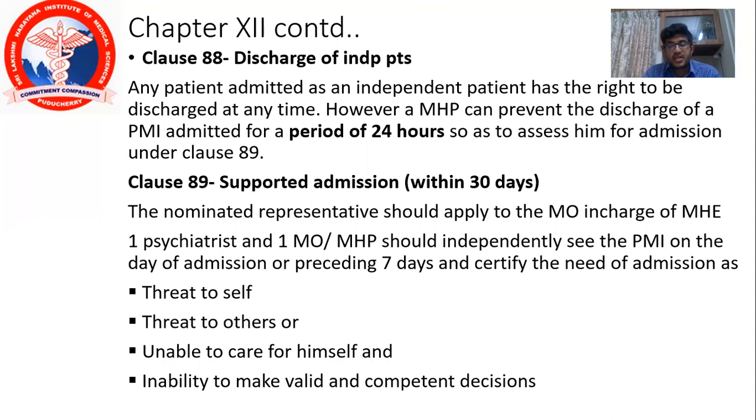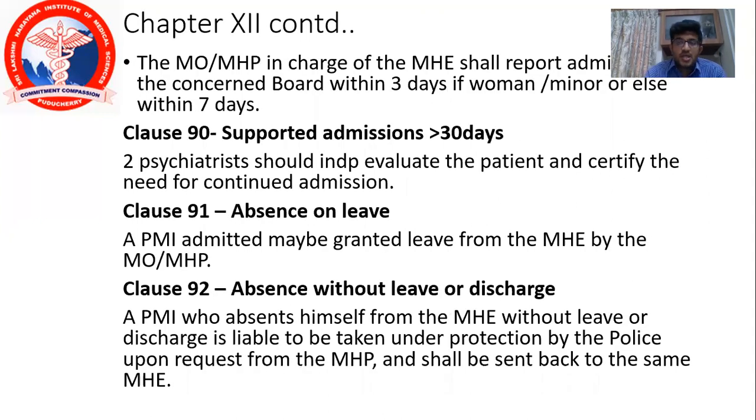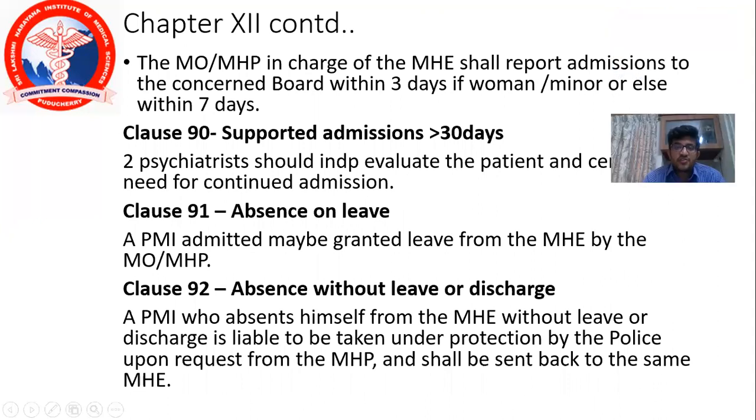So the nominated representative should apply to the MO in charge of the MHE. One psychiatrist and one MO or MHP should independently see the PMI on the day of admission or the preceding 7 days and certify the need for admission as threat to self, threat to others, or unable to care for himself, and inability to make valid and competent decisions. The medical officer or the MHP in charge of the establishment shall report admissions to the concerned board within 3 days if a woman or a minor, or else within 7 days. So if it is a woman or a minor, it should be reported within 3 days. If anybody else, then it can be reported within 7 days.